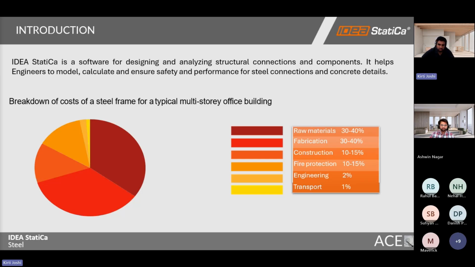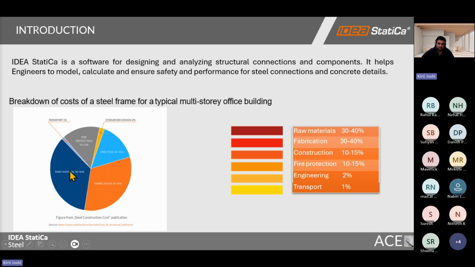So as you can see on the graph, according to the Steel Construction Institute joint publication and from Tata Steel, the combined cost of fabrication and raw material is about 60 to 80% of the end product. Implementing IDEA Statica for steel connection design will definitely help in reducing the number of over-designed structural steel connections, and it helps to reduce the excess steel use and also the carbon consumption during the fabrication.